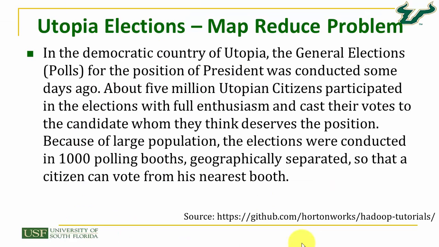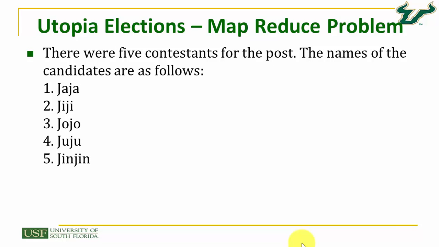The MapReduce problem is for computing the election result of an imaginary country called Utopia. So there are 5 contestants for the elections: Jaja, Gigi, Jojo, Juju and Jinjin. Pretty funny names, I should say.